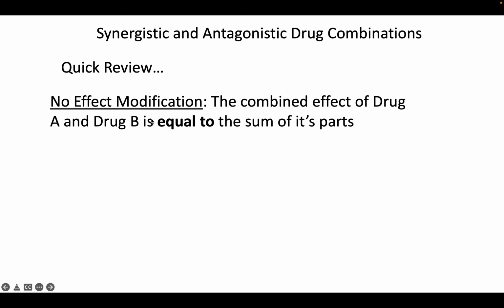So there's no effect modification when the combined effect of drug A and drug B is equal to the sum of its parts. The biology of that would probably vary from case to case, but I'm envisioning a situation where drug A increases survival by a year and drug B increases survival by 2 years by some completely other mechanism, so that when you take both, they stack on each other and you'd live 3 extra years. That would be when there's no effect modification.